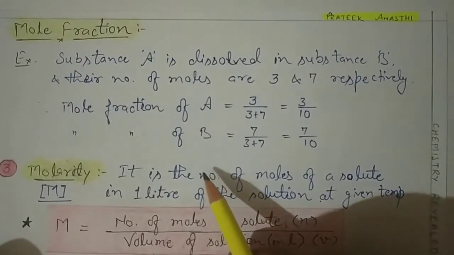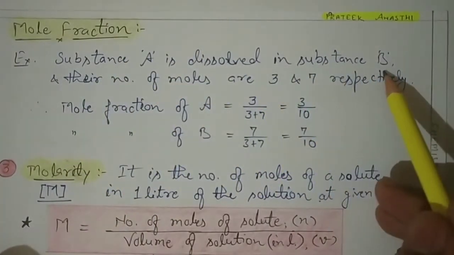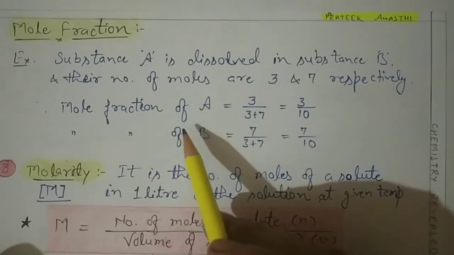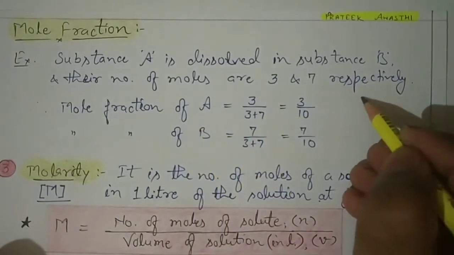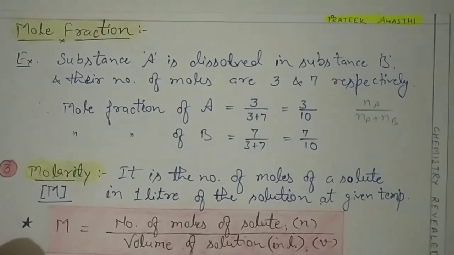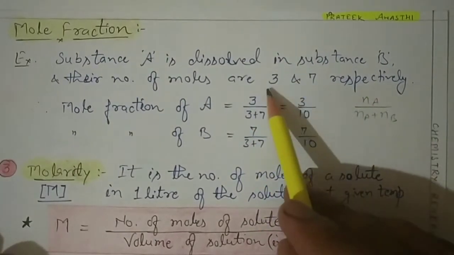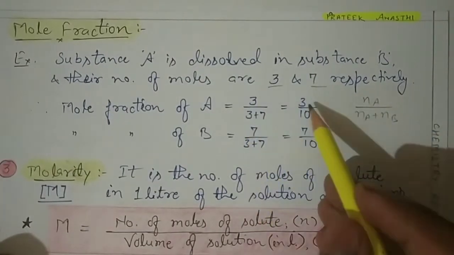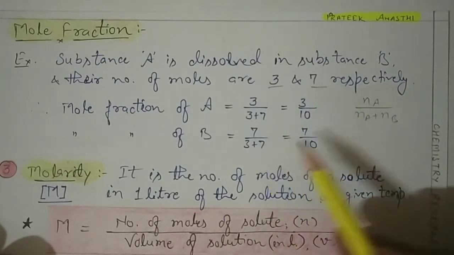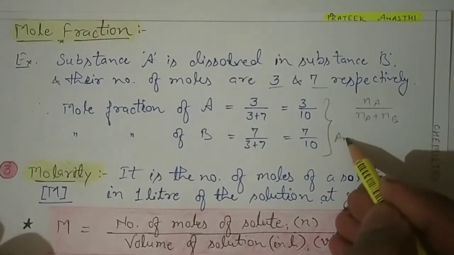Okay, so now we are going to have an example of mole fraction, that is a substance A is dissolved in substance B and their number of moles are 3 and 7 respectively. So the mole fraction of A would be, as we have studied the formula, Na upon Na plus Nb, means the moles of A upon the total moles. So moles of A is 3 and total moles would be 3 plus 7, that is 3 upon 10. Similarly, the mole fraction of B would be the moles of B upon total moles, 3 plus 7, that is 7 upon 10. So these are the answers of mole fractions.